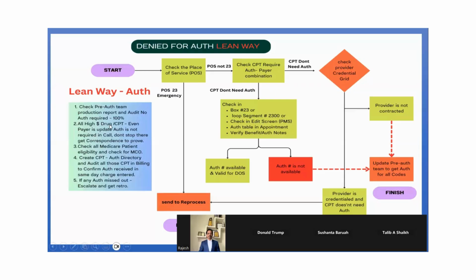The second one is all the high dollar drugs or high dollar CPT codes, even when the payer says auth is not required. Usually we take a call reference number and, based on that, send the claim back for reprocess. But the problem now is that no insurance is ready to accept your call reference number, which becomes a very big headache. So what we used to follow is, whenever there is a high dollar drug, we send all the required documentation and get a correspondence from the insurance saying that this code for this particular patient does not need authorization.